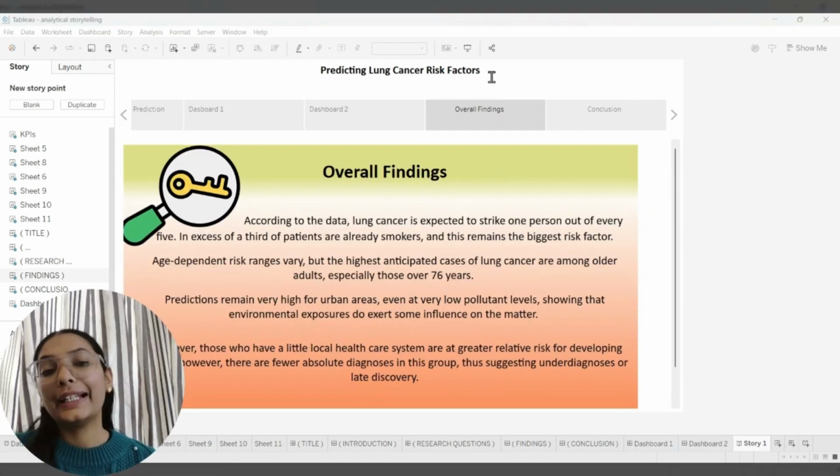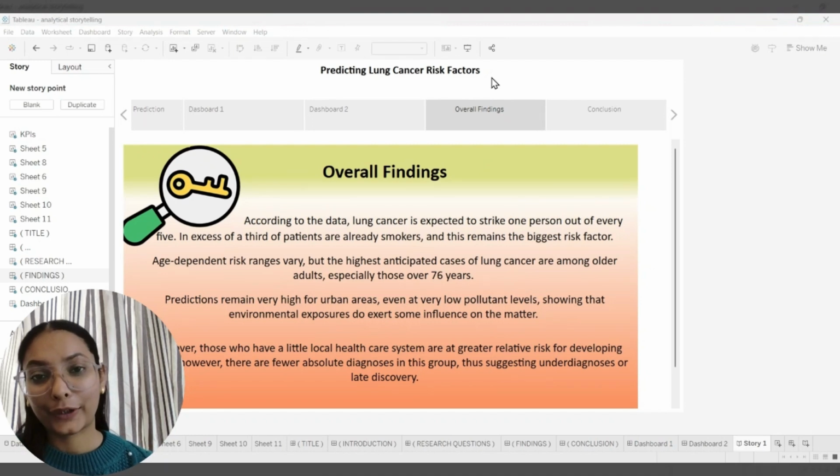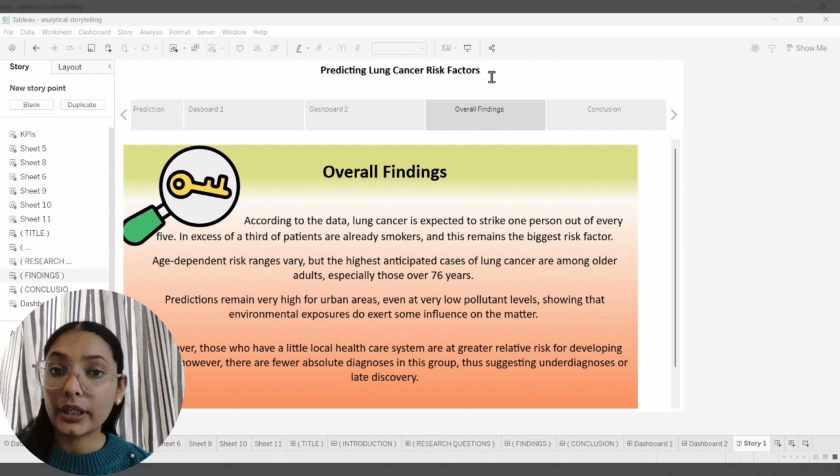So what do we learn from this analysis? First, lung cancer prediction affects about 20% of the dataset, showing a real and urgent health burden. Older adults, especially those over 76, have the highest predicted cases, but risk exists across all ages. Current smokers still represent the biggest risk group, but former and non-smokers are also at risk, likely due to secondhand smoke or environmental factors.